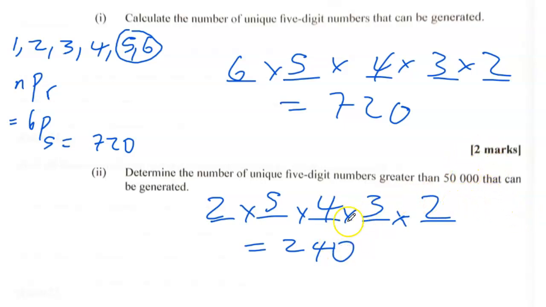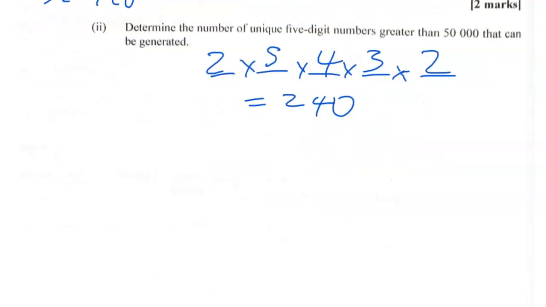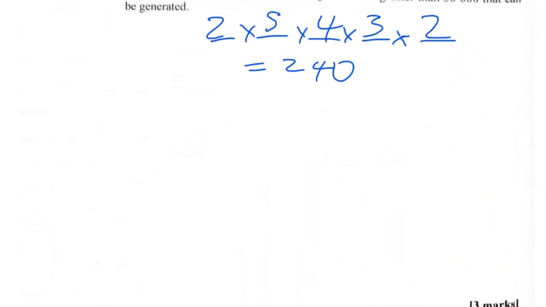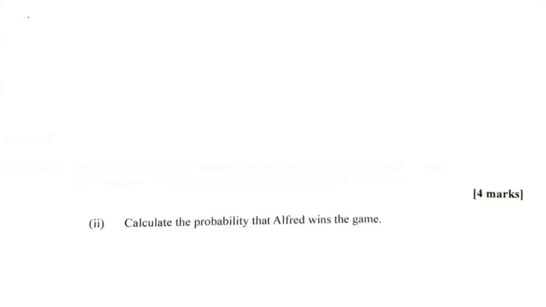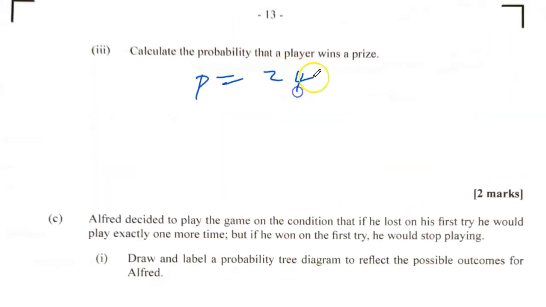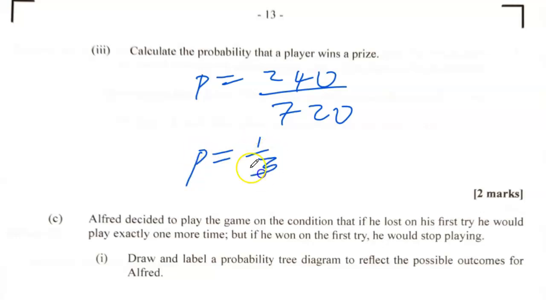So 240 5-digit numbers can be selected from these, which would be greater than 50,000. Calculate the probability that a player wins a prize. So the probability that a player wins a prize would be, of course, how many numbers can be bigger than 50,000? 240, and then now remember it was 720 possible unique 5-digit numbers. So 240 over 720, I think that's 1/3.